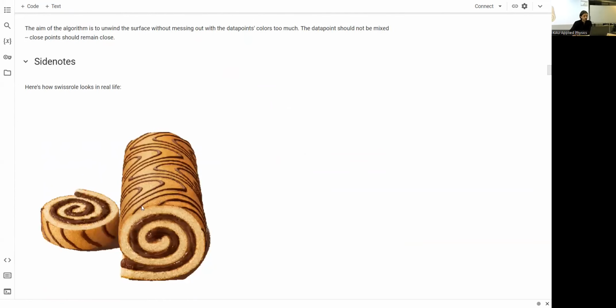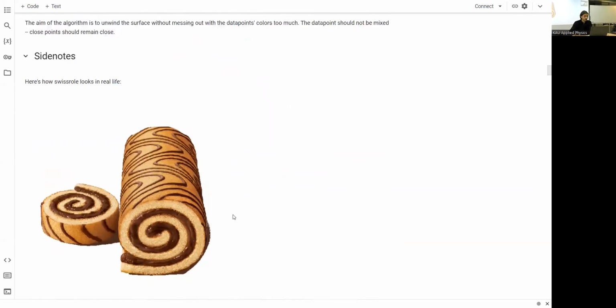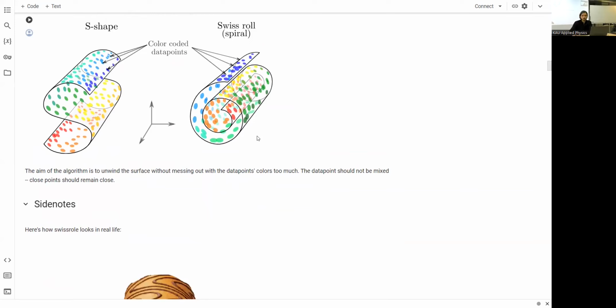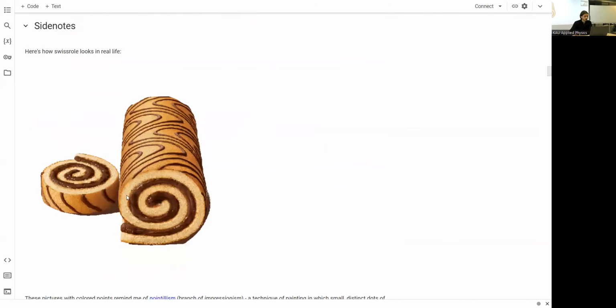Here is a side note for you on what a Swiss roll looks like in real life. So probably you might guess that this sort of manifold really looks like this real-life Swiss roll.